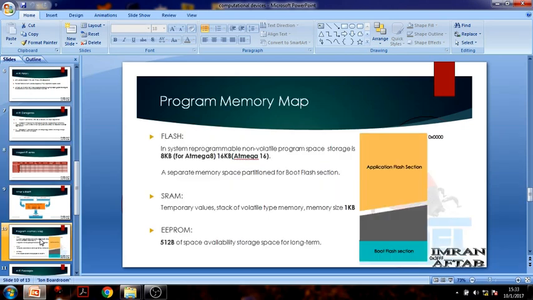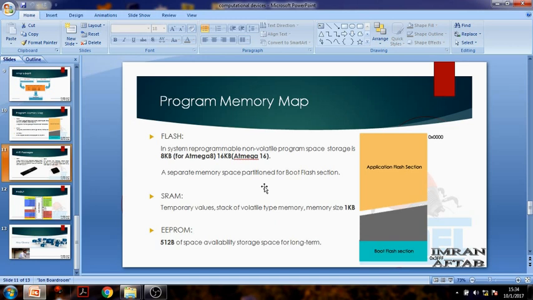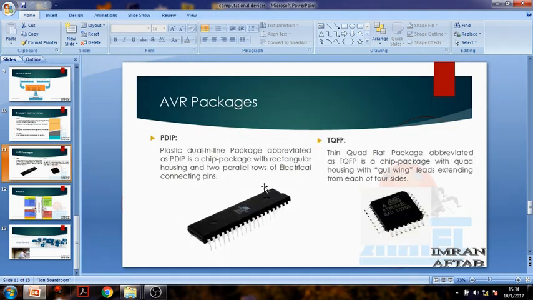We have already discussed the memory, so we are not going to discuss it here. And then coming to the packaging, generally every IC comes with two types of packaging. One is PDIP and the other is TQFP.